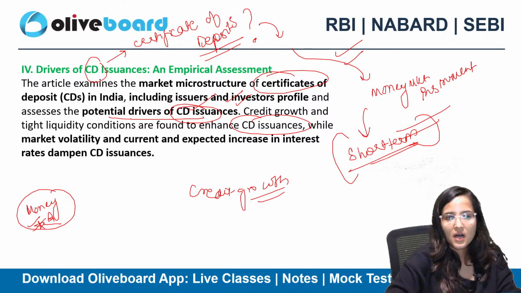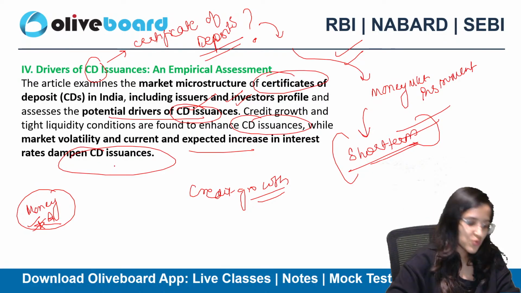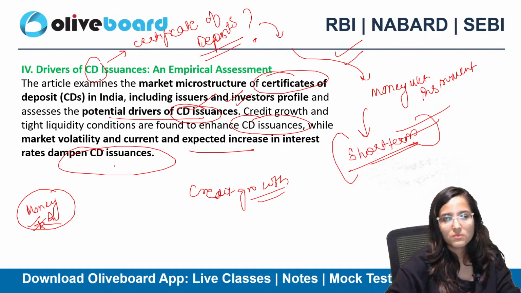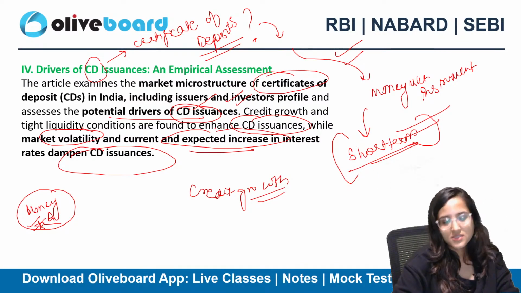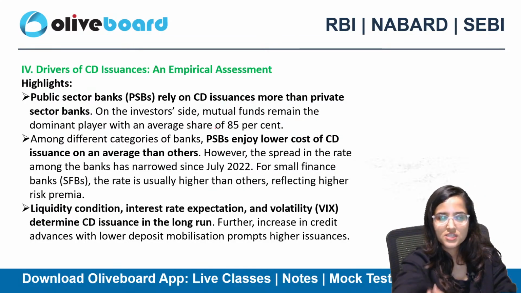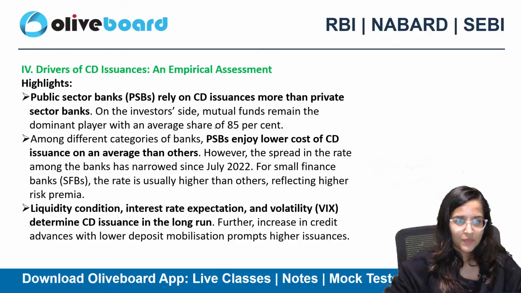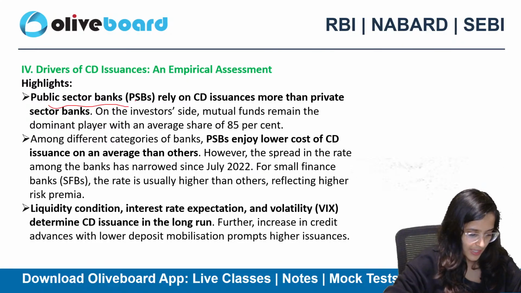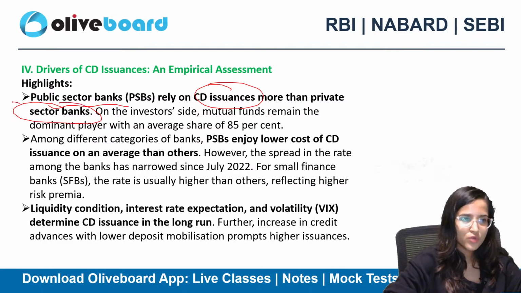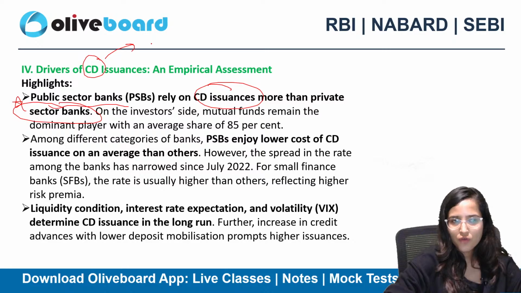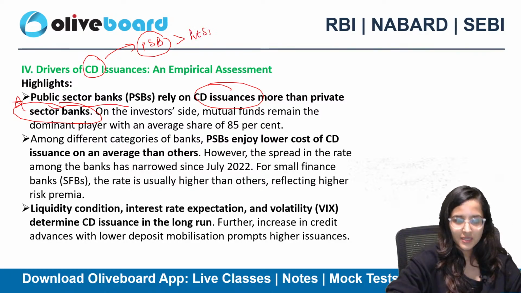Market volatility and current and expected increase in interest rate dampen CD issues. So these problems, market volatility and expected increase in interest rate, dampen CD issuances. If there is an expected increase in interest rate, people issue less of certificate of deposit. The public sector banks rely on certificate of deposit issuances more than private sector banks, which you have to remember. So who issues the certificate of deposits more? The public sector banks more than the private sector banks.